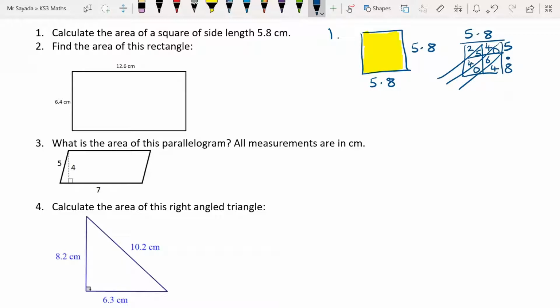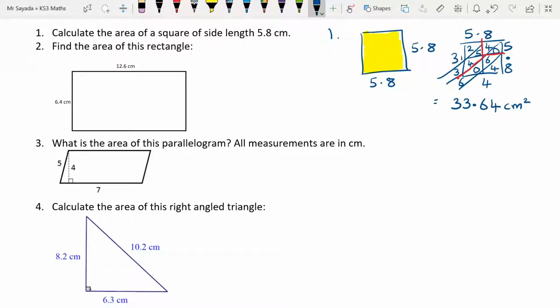Let's add the diagonals. 4, 6. 4 plus 5 plus 4 is 13. 2 plus 1 is 3. And then where did the decimal points go? So we go down from there, left from there, along the diagonal. So our final answer is 33.64. And what should the units be for area? Say your answer to the video now. You should have said centimeters squared.